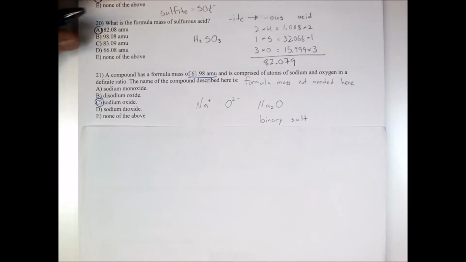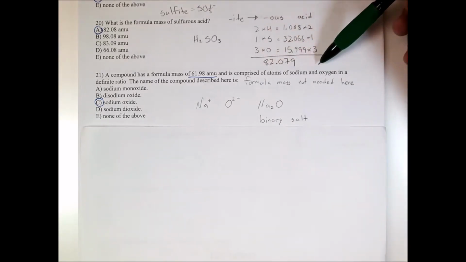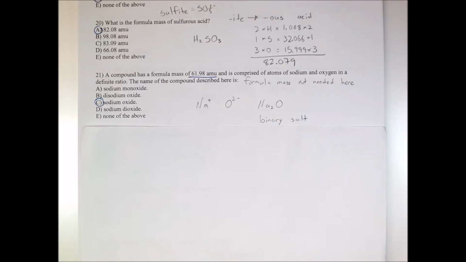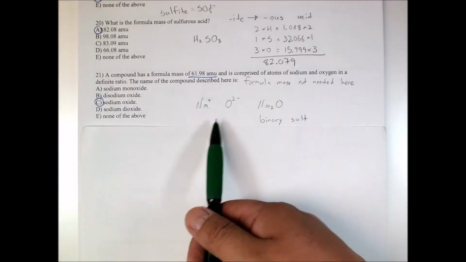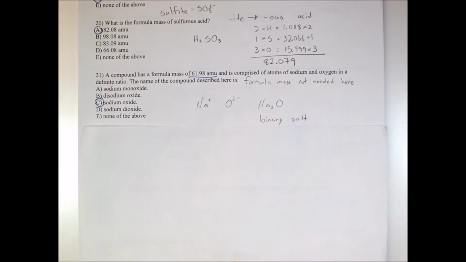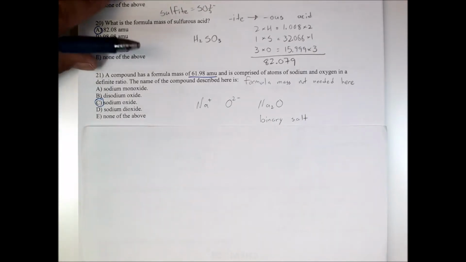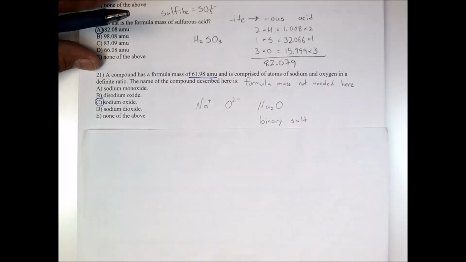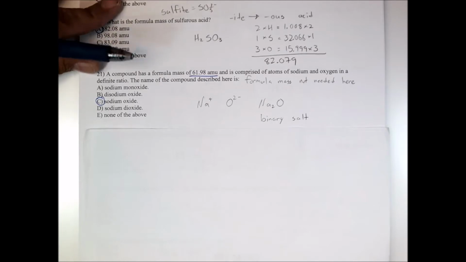All right, so question number 21 here. A compound has a formula mass of 61.98. And it says here it's comprised of sodium and oxygen. And honestly, you don't actually need the formula mass here. This is one of those questions where you're given information you don't actually need. You could have used that to get the answer, though. So what I went ahead and did is, okay, it's sodium and oxygen. It is a binary salt. So even though it's Na2O, we don't put the disodium on there because it's an ionic compound. Remember, we don't put how many there are for ionic compounds. So even just having sodium and oxygen there as your wording, you could have come up with choice C as your correct answer.